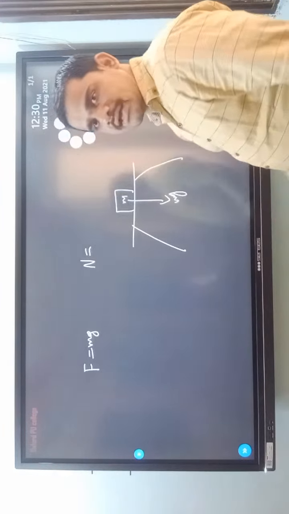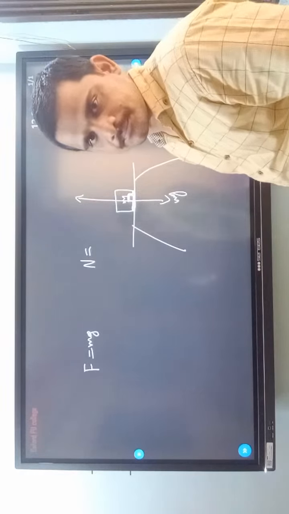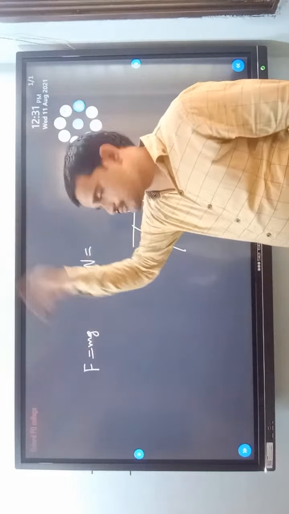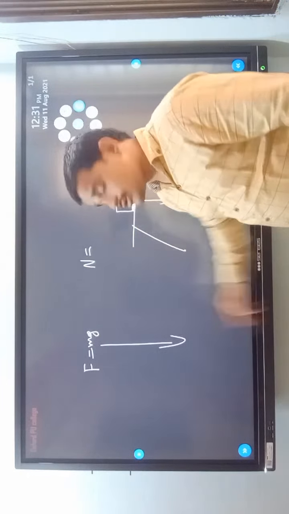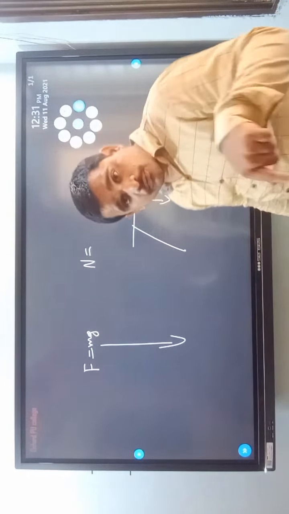These will act perpendicularly. Got it? This normal force acts perpendicular to the surfaces which are in contact. Very important thing. So mg acts vertically downward, whereas the normal force acts perpendicular, not simply upward. So do not just answer upward. It's perpendicular to the surfaces which are in contact.